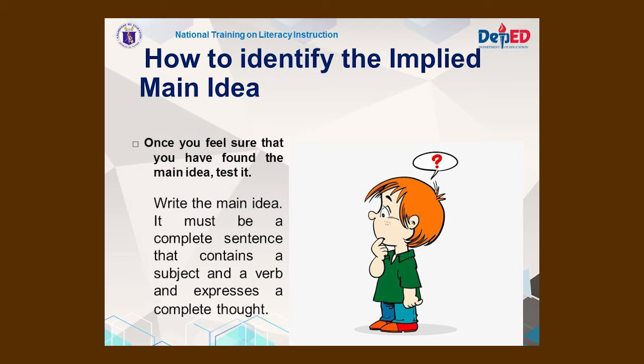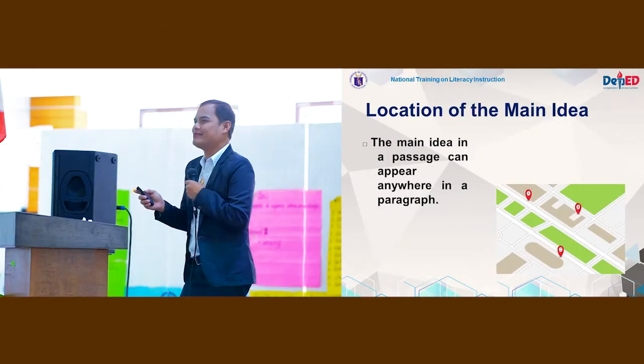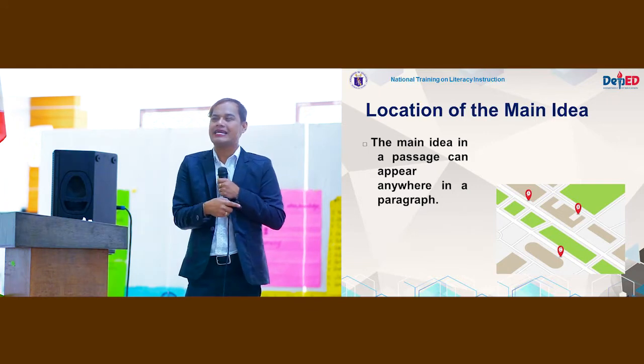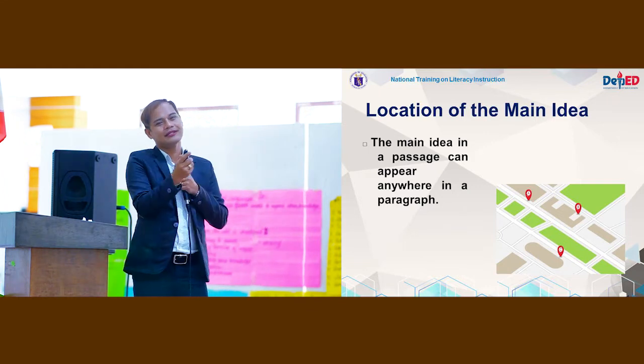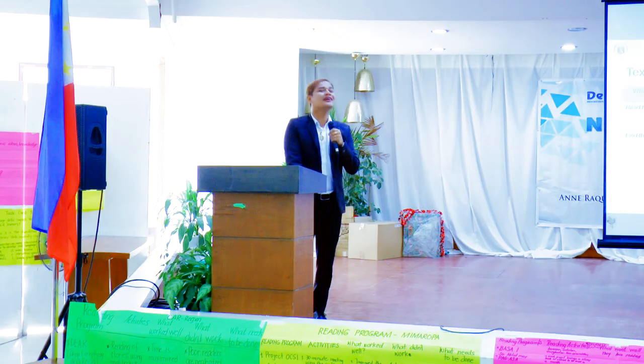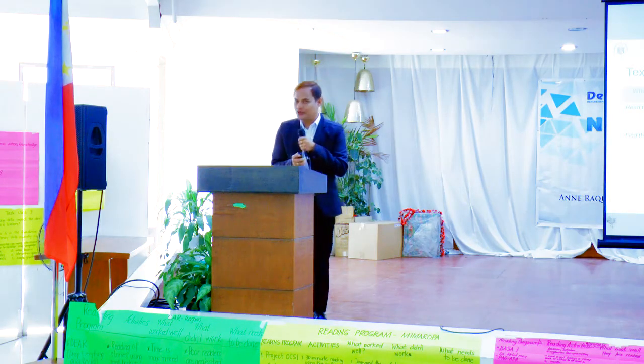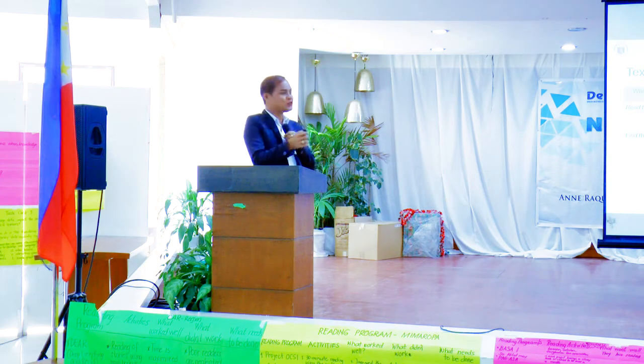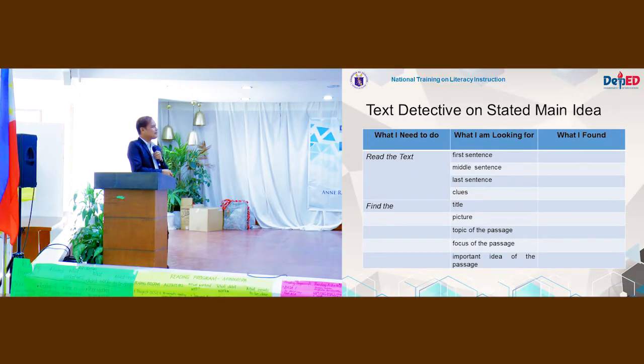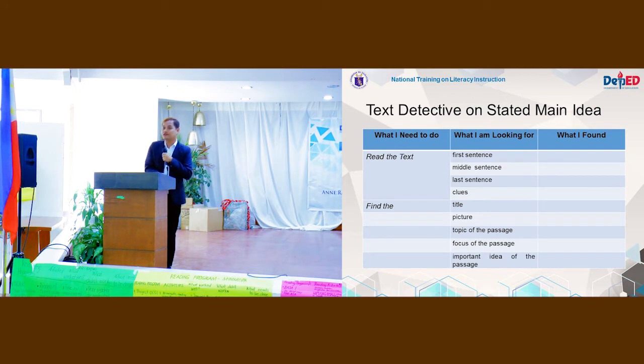And of course, we are always very keen to tell the students that the main idea can be located anywhere in the paragraph. Okay? So now, I will go to the modeling part. How will I do that? First, I will introduce to students the text detective on stated main idea. Take note, the stated main idea. I have prepared two text detectives, one for the implied main idea, and the other one for the stated main idea. And my colleagues are now going to distribute the worksheets.